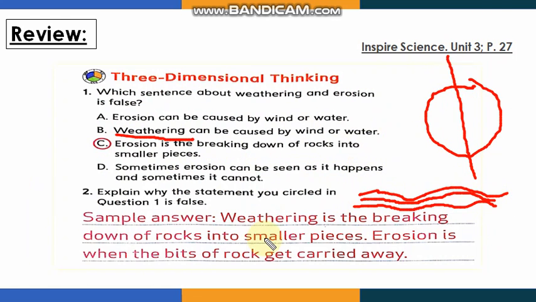Okay, so let's read what's written over here. Weathering is the breaking down of rocks into smaller pieces. Erosion is when the bits of rock get carried away. So the water and wind are very strong. The water can, let's say, break the rocks into smaller pieces. And also the wind can carry the sand or the small pieces of rocks from one place to another. Excellent.